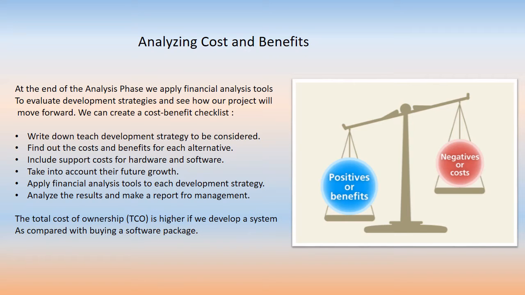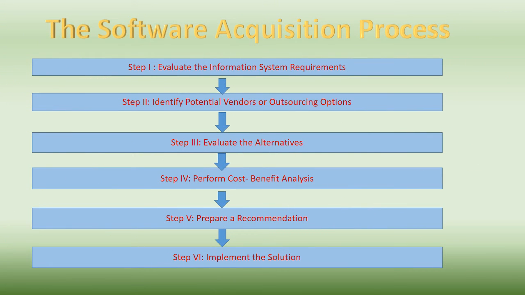The total cost of ownership is higher if we develop a system as compared with buying a software package. The software acquisition process flows in the following way. Step 1. Evaluate the information system's requirements. In this, we identify the key features, consider the network and web-related issues, estimate the volume and the future growth, specify hardware, software, and personnel constraints. Prepare a request for a proposal or quotation.